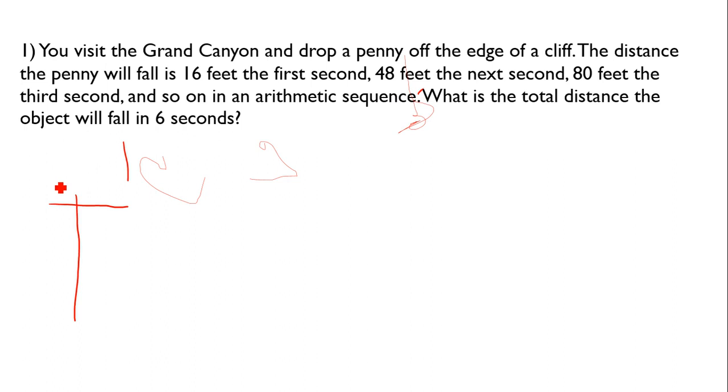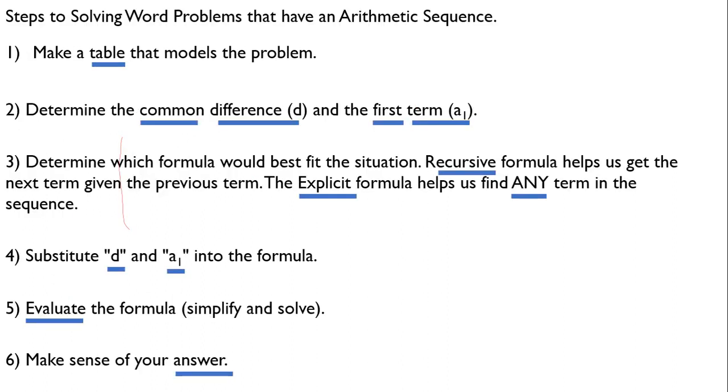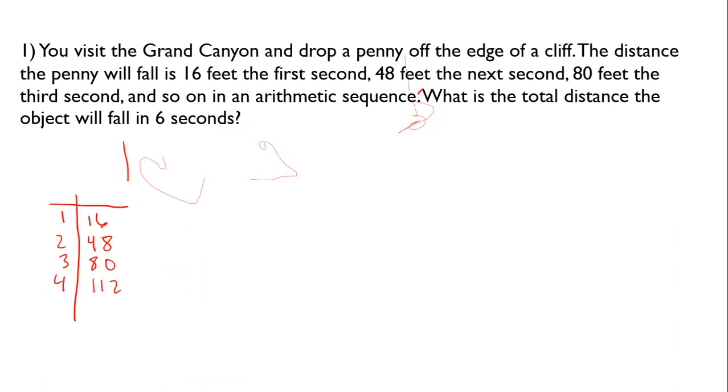So here is our table. The first second, we have 16 feet. Second one, 48. Third one, 80. Fourth one, well, what do we seem to be going up by? We seem to be going up by 32 each time, right? So the next one after 80 would probably be 32 more, so 112, right?